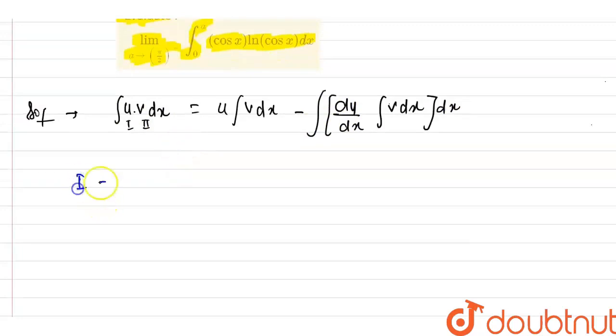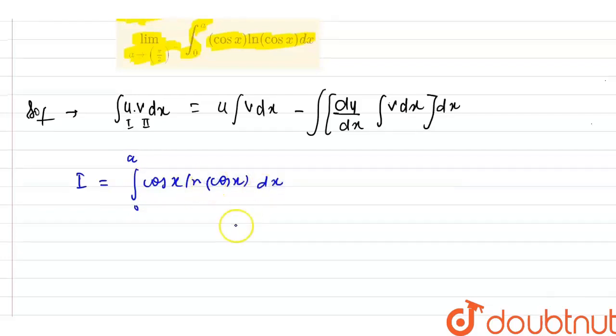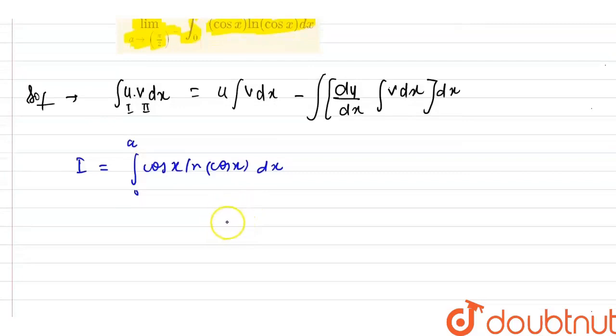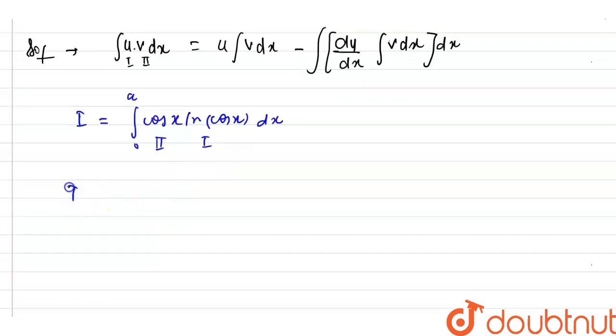I'm going to assume I equals the integration from 0 to a of cos x ln cos x dx. But the big question is which function is the first function and which is the second. The function whose integration you know directly, assume that as the second function. So I know the integration of cos x, that's why I'm assuming it as the second function, and ln cos x is my first function.